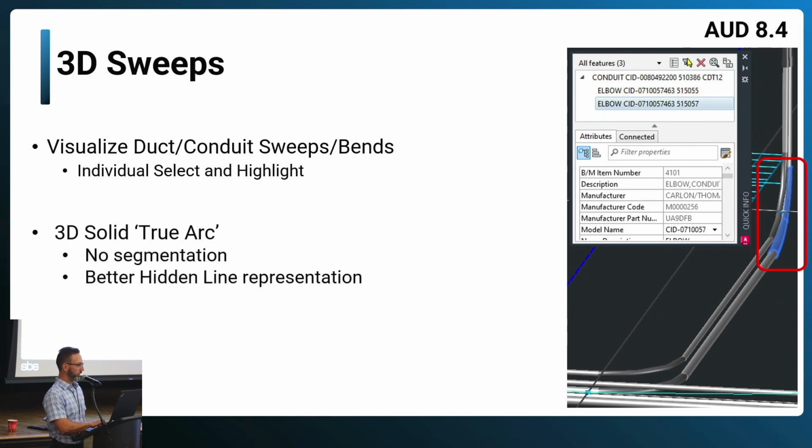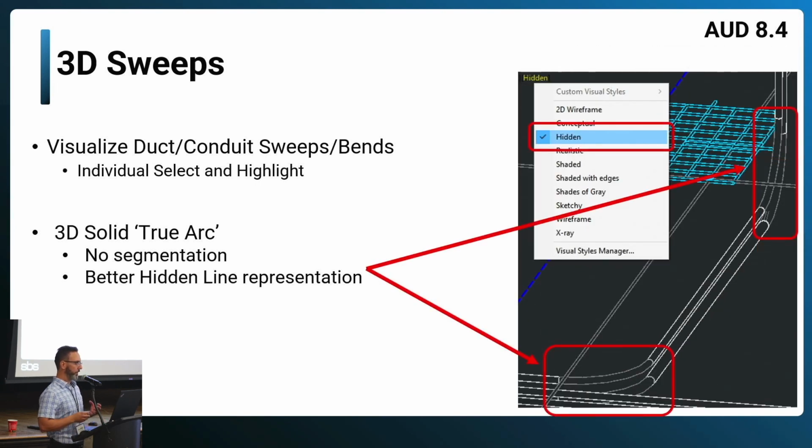Another aspect of this is that they're able to then be modeled as true arcs, true 3D arcs, and that can make for a much cleaner hidden line view. So if you're creating 3D sheets from this 3D visualization, you don't get that kind of segmentation that you would normally get with these. The normal modeling of this will have to segment those arcs, so you'll end up with segmentation lines. This provides a much cleaner view of those sweeps.